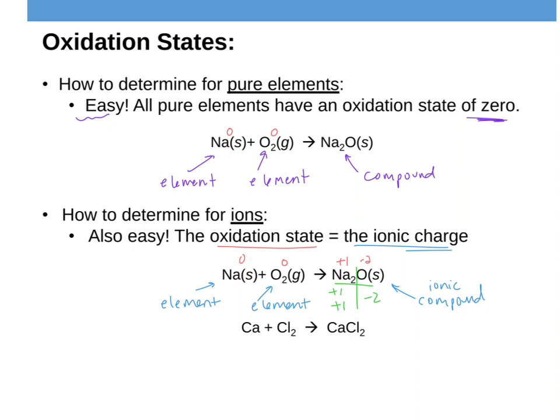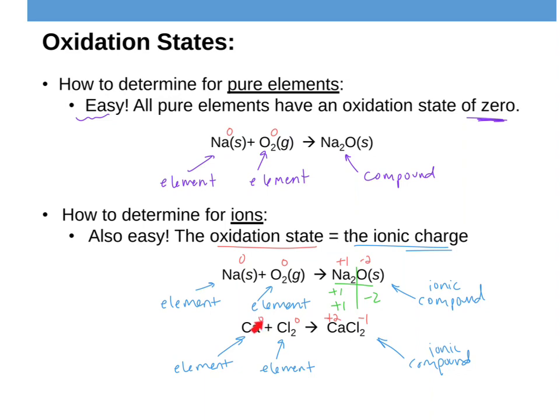If I go down to the second one, similar issue, right? I've got an element, compound. So the calcium's an element, so I know that's 0. Cl2 is an element, I know that's 0. Calcium chloride, once again, is an ionic compound. So the oxidation states are the same as the charge. Chlorides, I know, are always -1. Calciums, I know, are always +2. That's it. So there's all my oxidation states, right?